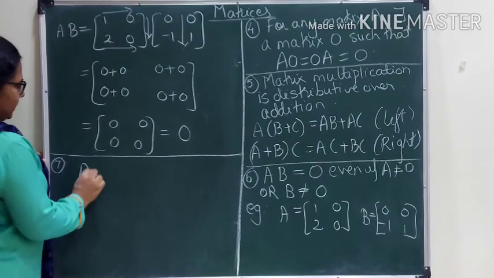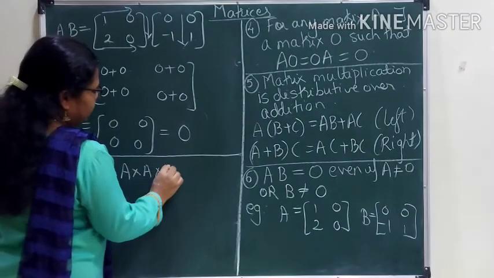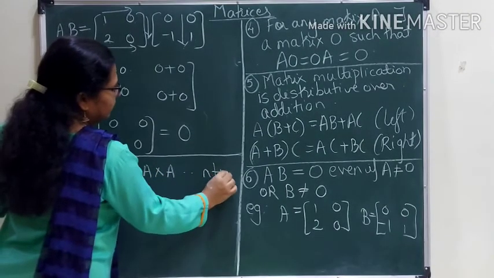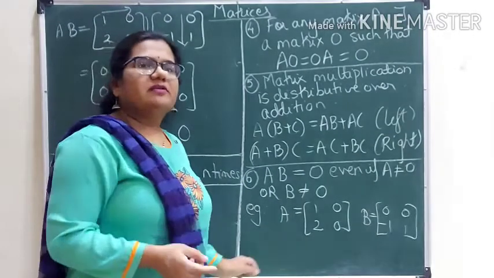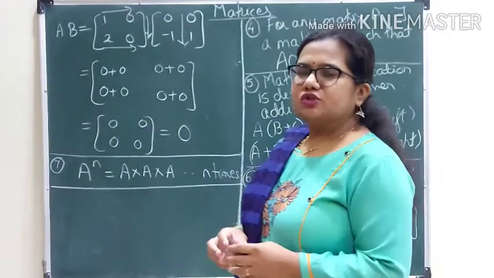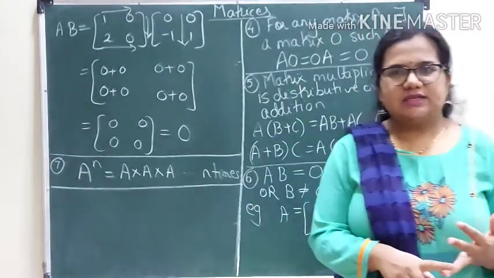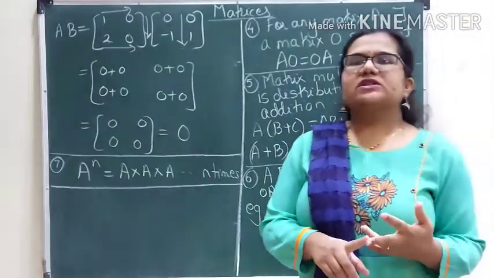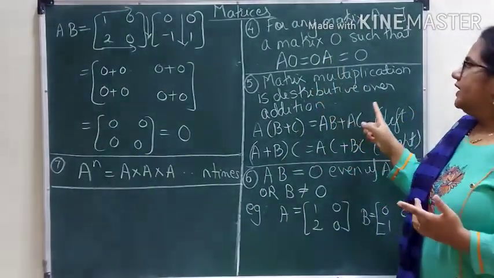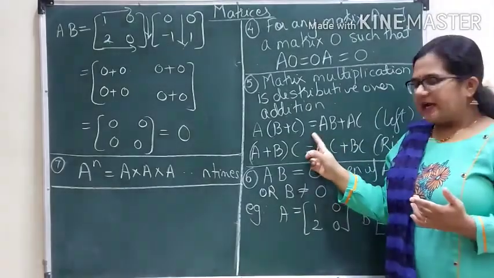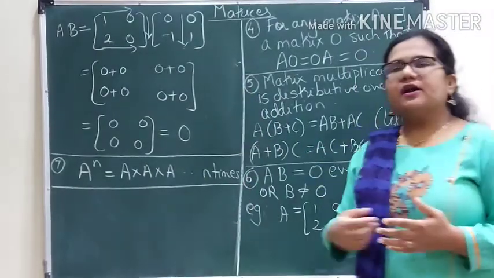And the last property is A raised to n is equal to A into A into A till n times. So if you have a positive power of n, you can multiply the matrix that many number of times. So clear with the properties, matrix multiplication is not commutative, it is associative. A into identity matrix gives you the original matrix A, then A into 0 matrix gives you 0, then matrix multiplication is distributive over addition, then A into B can be equal to 0 even if A and B are not 0.